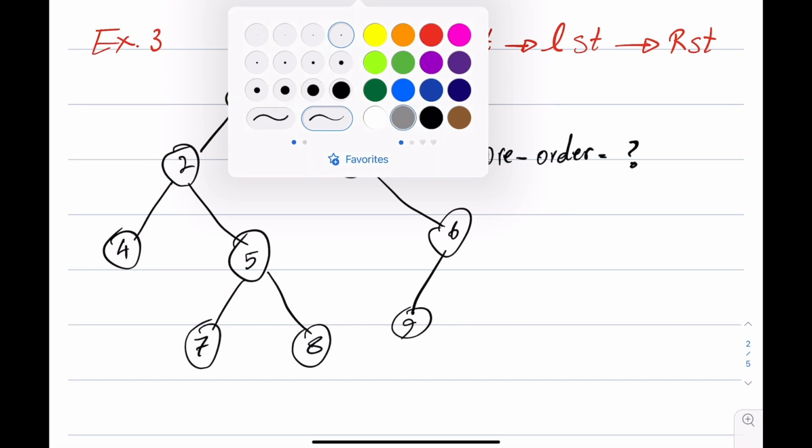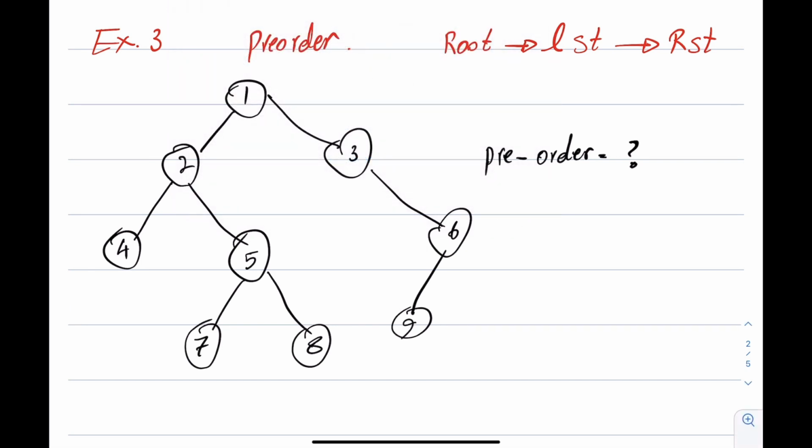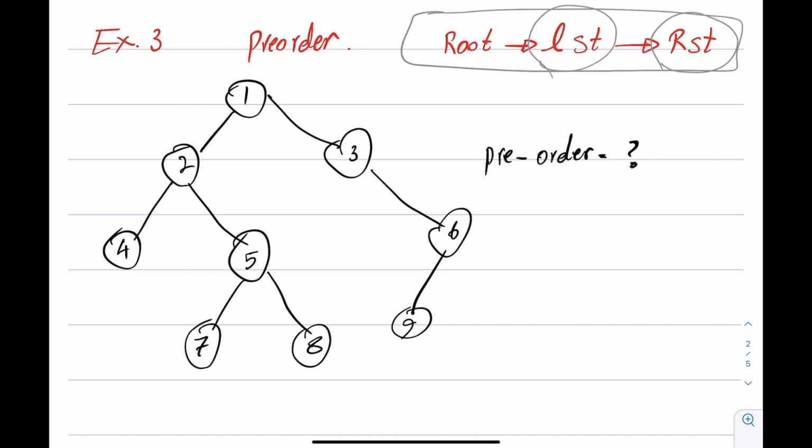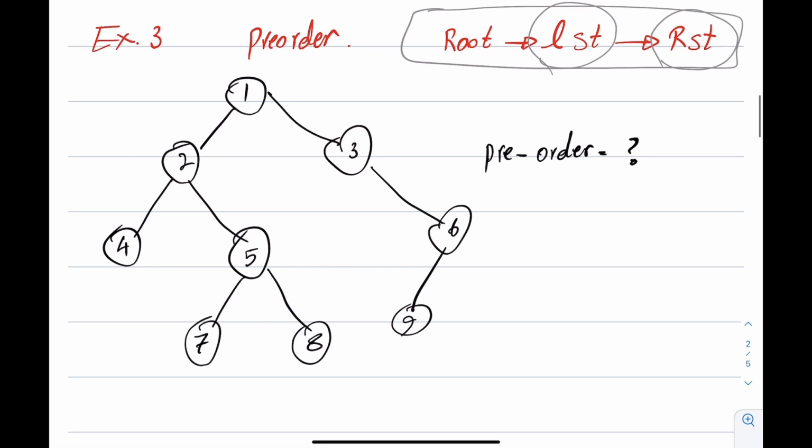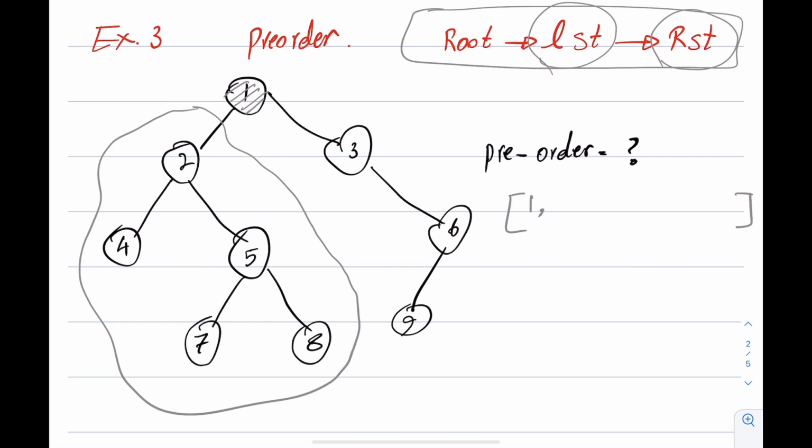So now we get to the last example, example number 3, for the pre-order case. And I just added this procedure here as a reminder. You start from the root, you cover the left subtree, LST, and then you cover the right subtree. And for this example, we want to know what is the pre-order traversal. We have an array of output. You start from the root. You add 1 here. Then you're supposed to cover the whole left subtree before you move to the right subtree, right? So we come here.